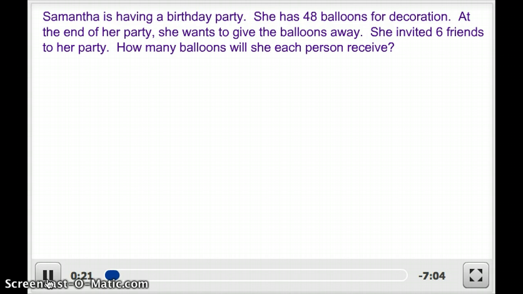Samantha is having a birthday party. She has 48 balloons for decoration. At the end of her party, she wants to give the balloons away. She invited 6 friends to her party. How many balloons will each person receive?